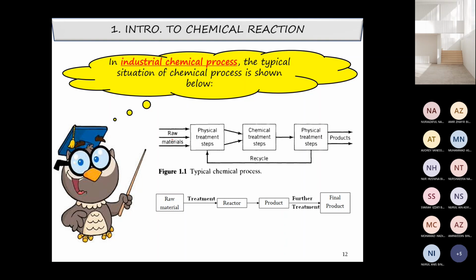Okay, so first there is a raw material. Okay, so there is physical treatment. For example, the raw material you take from oil palm fronds, let's say. Okay, the oil palm fronds, of course you need to undergo a physical treatment. For example, you have to make it smaller, so it will go through a cutting process.